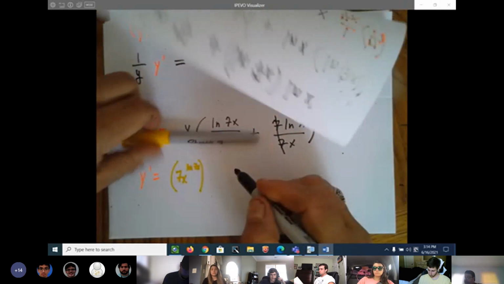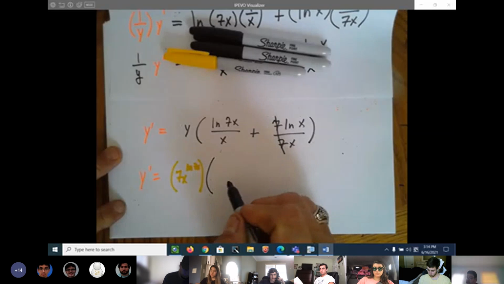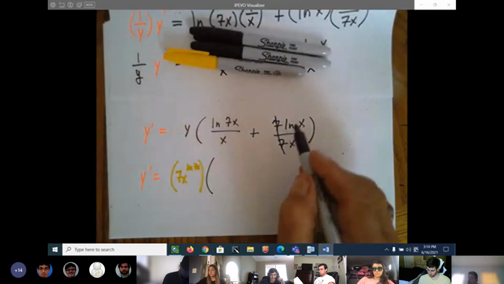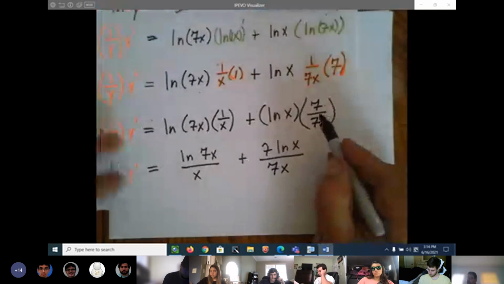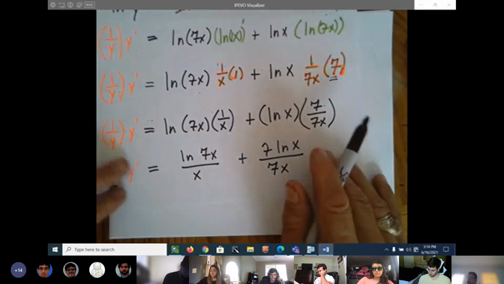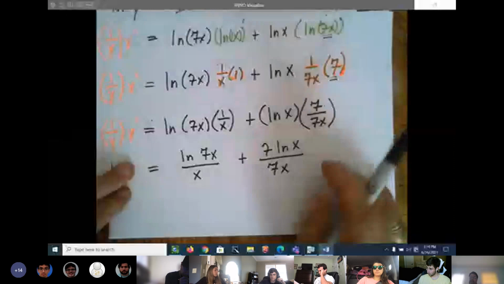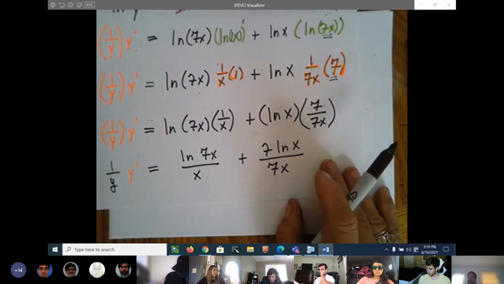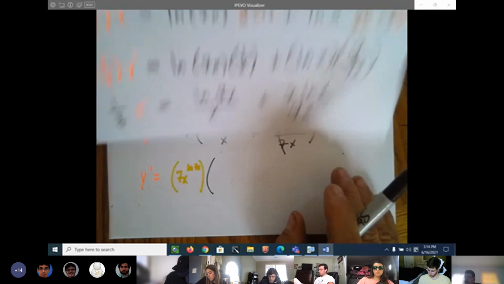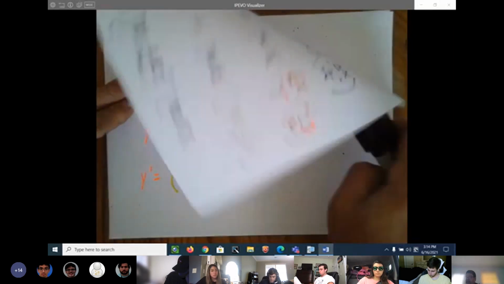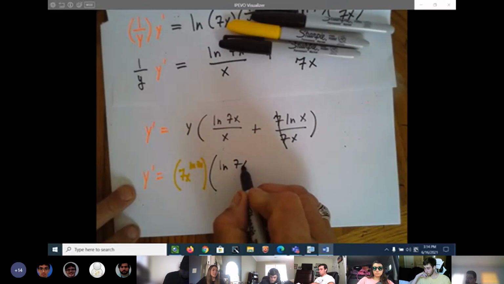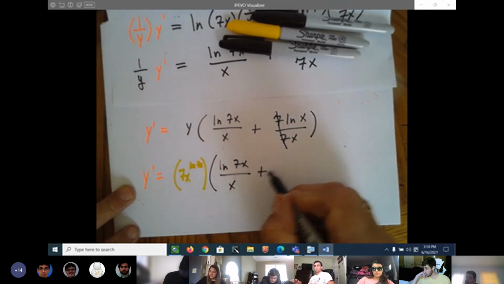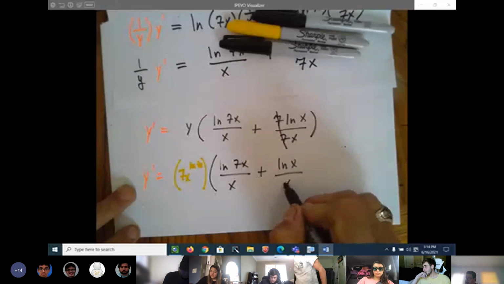Hubert, where did you get the 7 for the 7 ln of x in the second fraction? Right here. Got to take the derivative of what's inside. Got it? Yep. Thanks. And a lot of people miss that part. So natural log of 7x over x plus natural log of x over x.